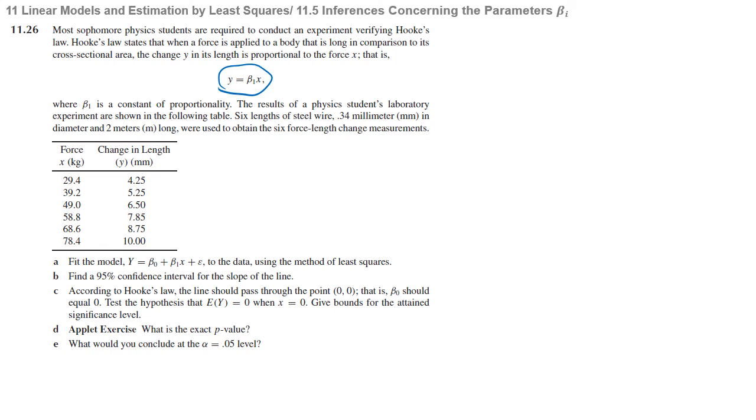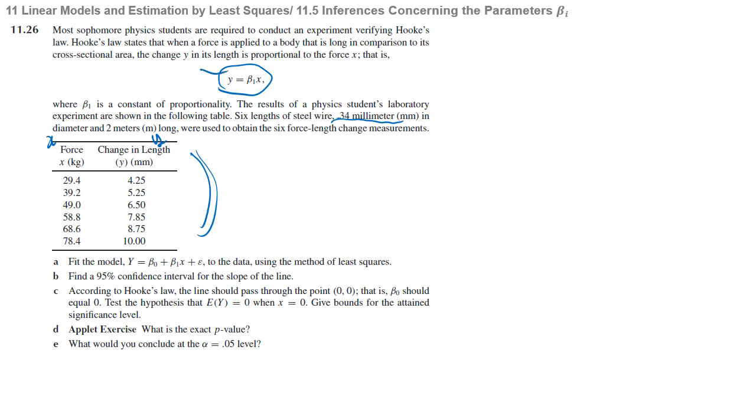So this one is Hooke's law, where beta 1 is a constant of proportionality. The results of a physics student lab experiment are shown in the following table. 6 lengths of steel wire, 0.34 millimeter in diameter and 2 meters long, were used to obtain the 6 force length change measurements. So here's the data. The force is x and the change in length is y.